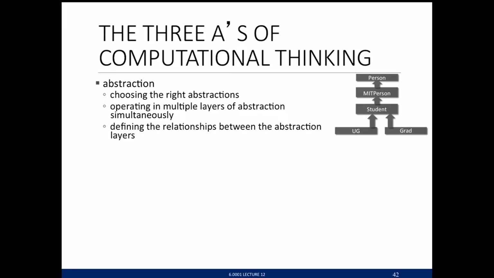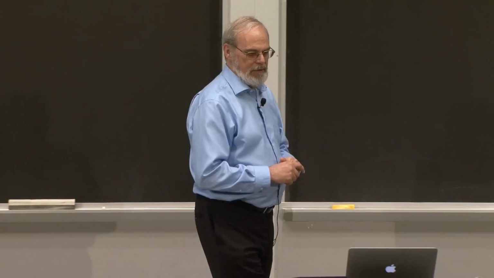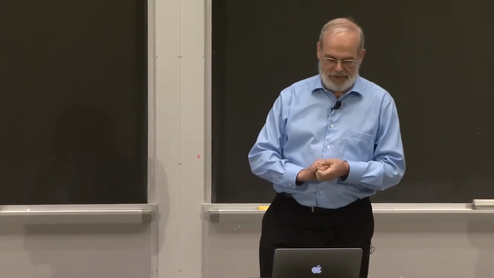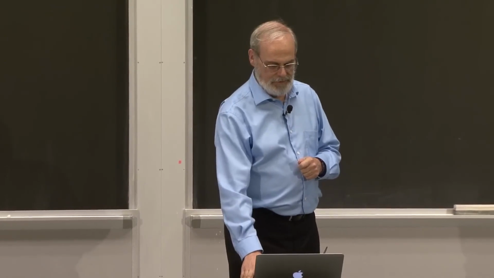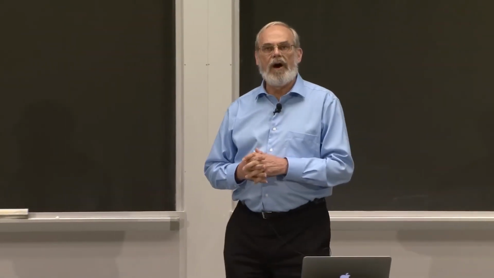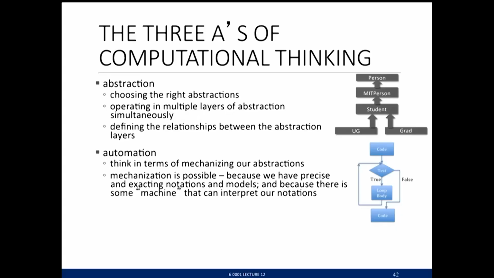And that says you think about the right abstraction. When you have a problem in your UROP, what's the right abstraction? How do I pull apart the pieces? How do I think about that in terms of decomposing things into a relationship that I can use to solve problems? How do I automate? How do I mechanize that abstraction?